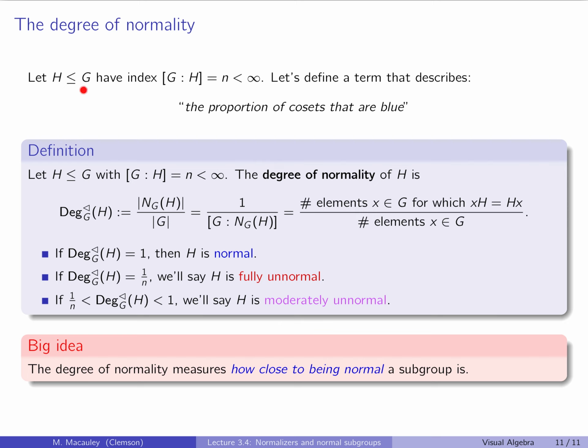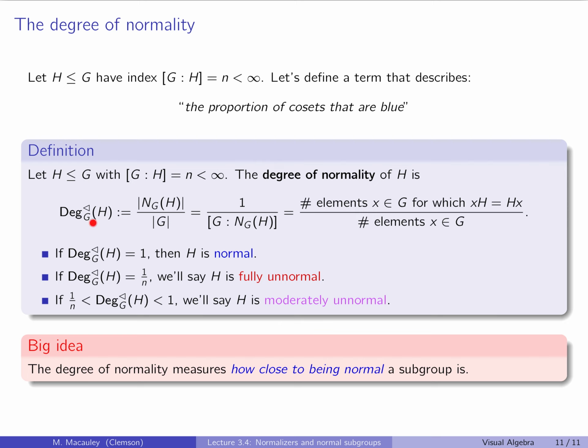Suppose H is a subgroup of G. It could be finite or infinite, but it has finite index, so it has finitely many cosets. Let's define a term that quantifies the proportion of cosets that are blue. So remember, the proportion of cosets that are blue is, well, if H is normal, that's just 1 or 100%. And then in the worst case, when only H is normal, that's 1 over n. So it's going to be between those two extremes. We'll call this fraction the degree of normality.